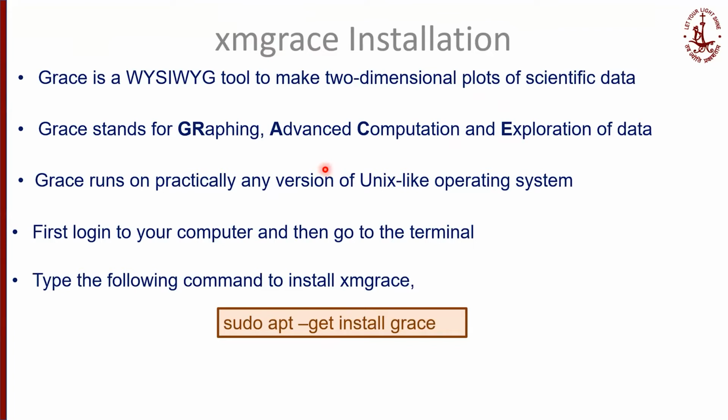For XMGrace to be downloaded on your system, you don't even need any tar file and all. You just have to type out this command in your terminal: sudo apt-get install grace. So it will install Grace. If you have Grace already installed in your system, it will update it, or else it will install it. So XMGrace is free software which will give you a two-dimensional plot.